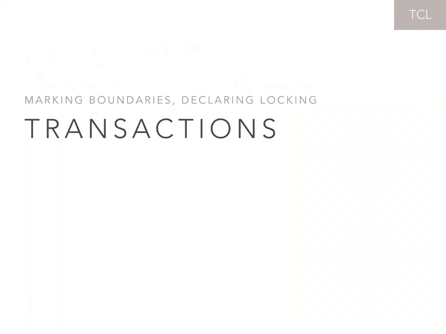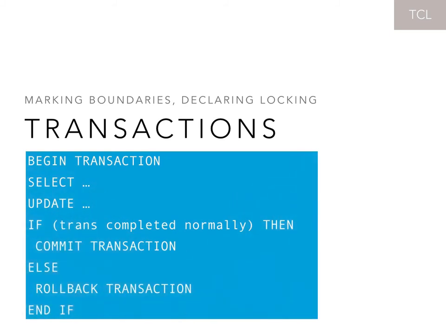So how do we declare these transactions? How do we mark boundaries between these logical units of work? This is the basic structure. There's a begin transaction, and then you'd list a set of SQL statements that you want to execute together in an atomic way. At the end, you'd have an if, and then some condition to check if the transaction completed normally. And then you would have these keywords, commit transaction or rollback transaction.